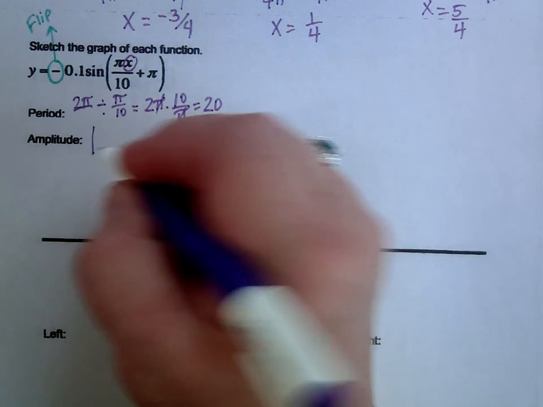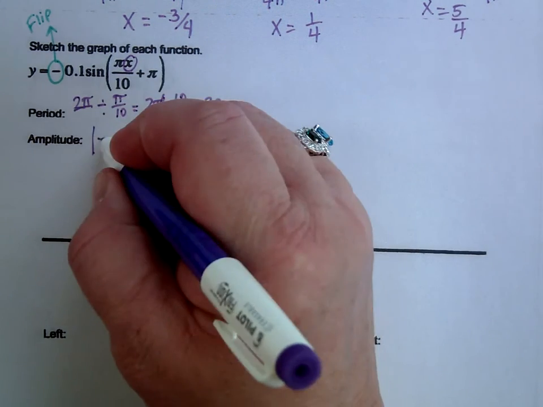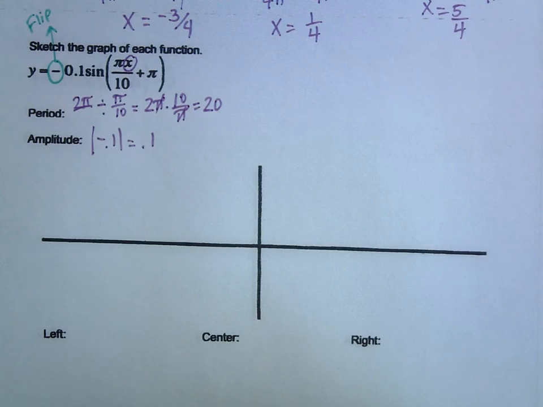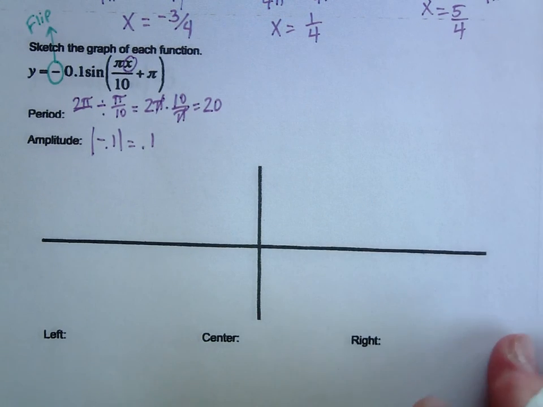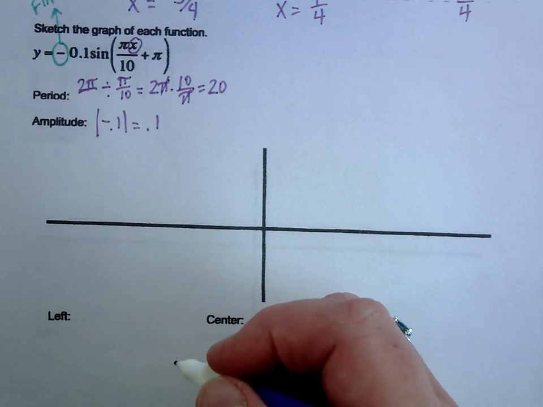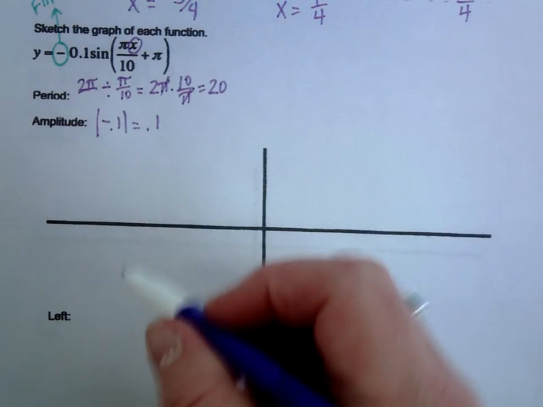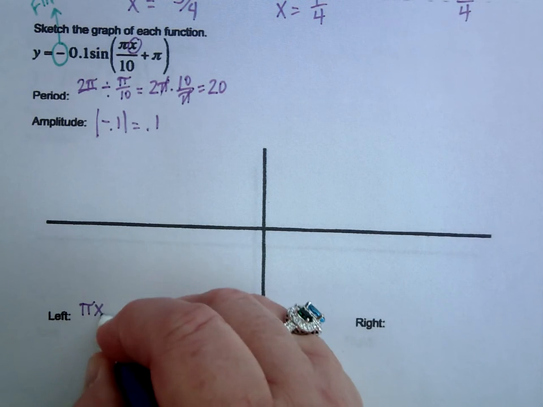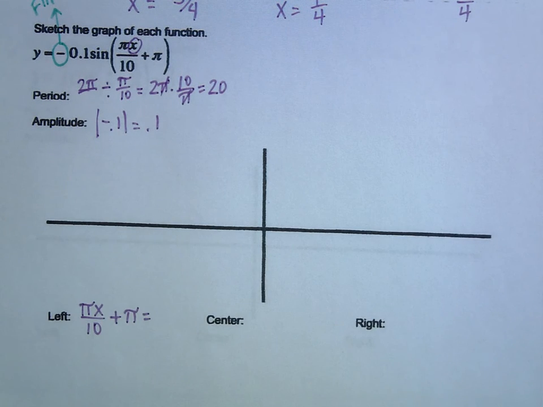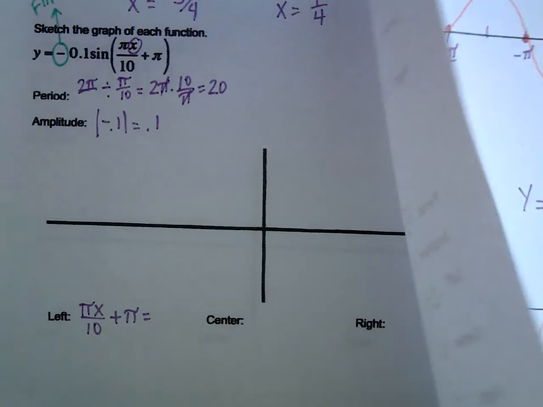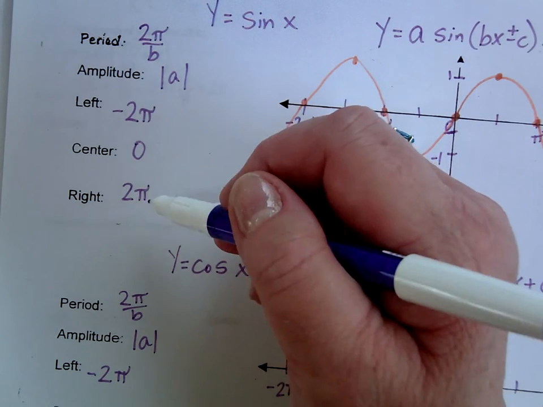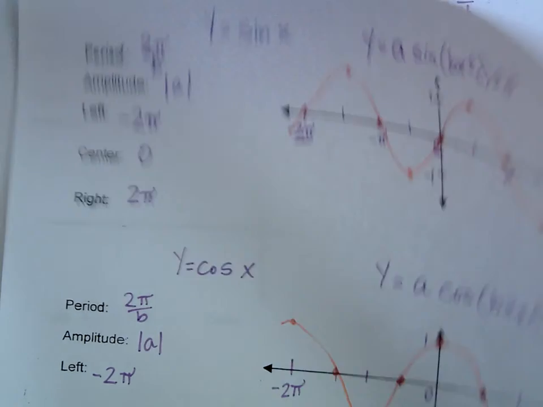Amplitude is the absolute value of what's in front. Well, what's in front is a negative 0.1, so my amplitude is 0.1. Now I'm getting ready for the left, center, right. This is where sometimes it gets a little more beefy, but we can do it because we're smart. So I take whatever's inside the parentheses, pi x over 10 plus pi, and according to my reference sheet again, this is a sine. I set the left equal to negative 2 pi, the center to 0, and the right to positive 2 pi, and here I go.